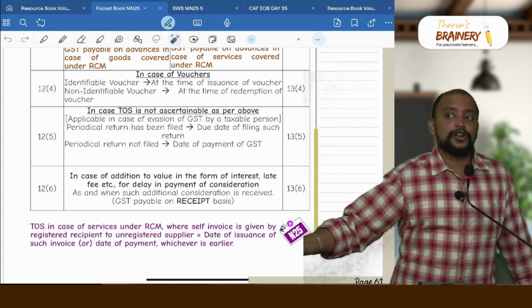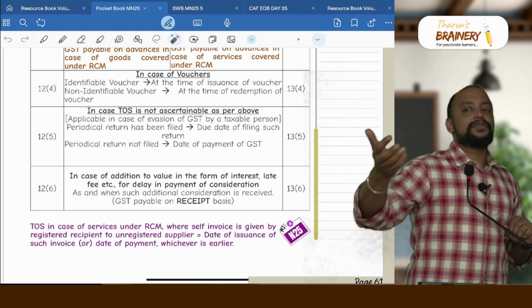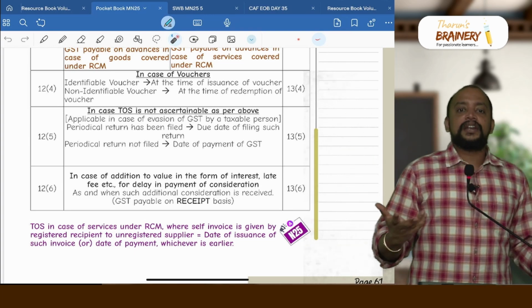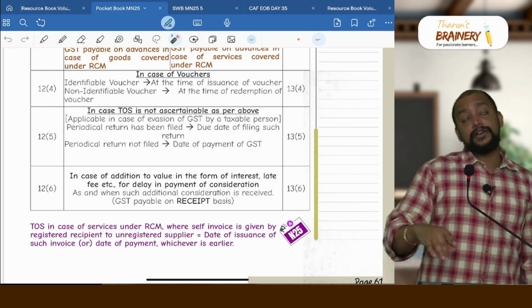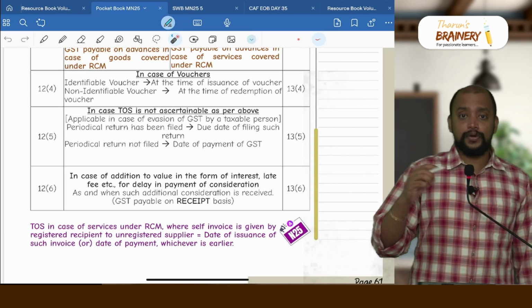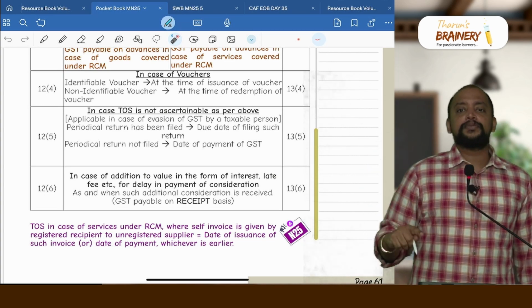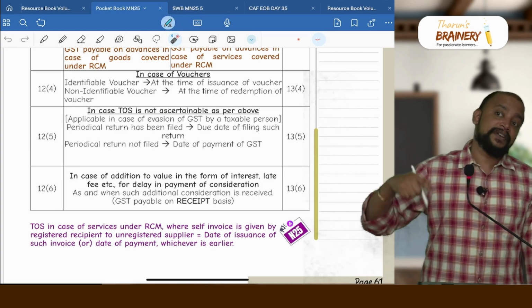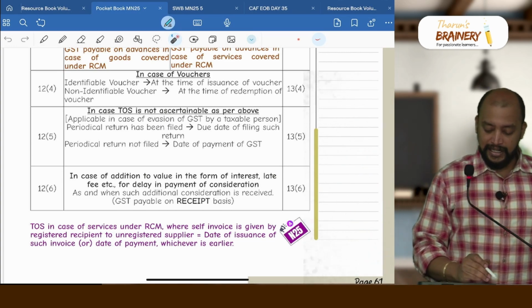Suppose the voucher is not at all redeemed; on the basis of issuance of voucher they would already have paid GST. When the voucher is not redeemed, they have unnecessarily paid GST, so they will get the refund with respect to that. Whereas in case of non-identifiable voucher, it is the date of redemption of voucher. On the date of redemption means today we will not pay GST; whenever they actually come and redeem, at that point of time only we will be paying GST.